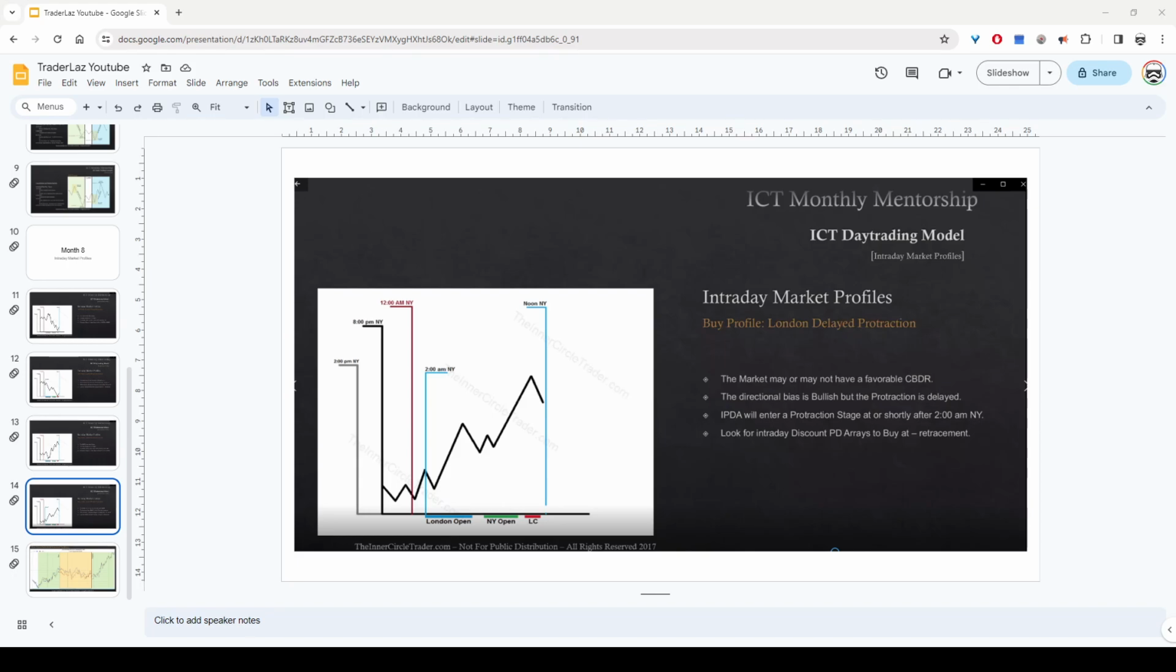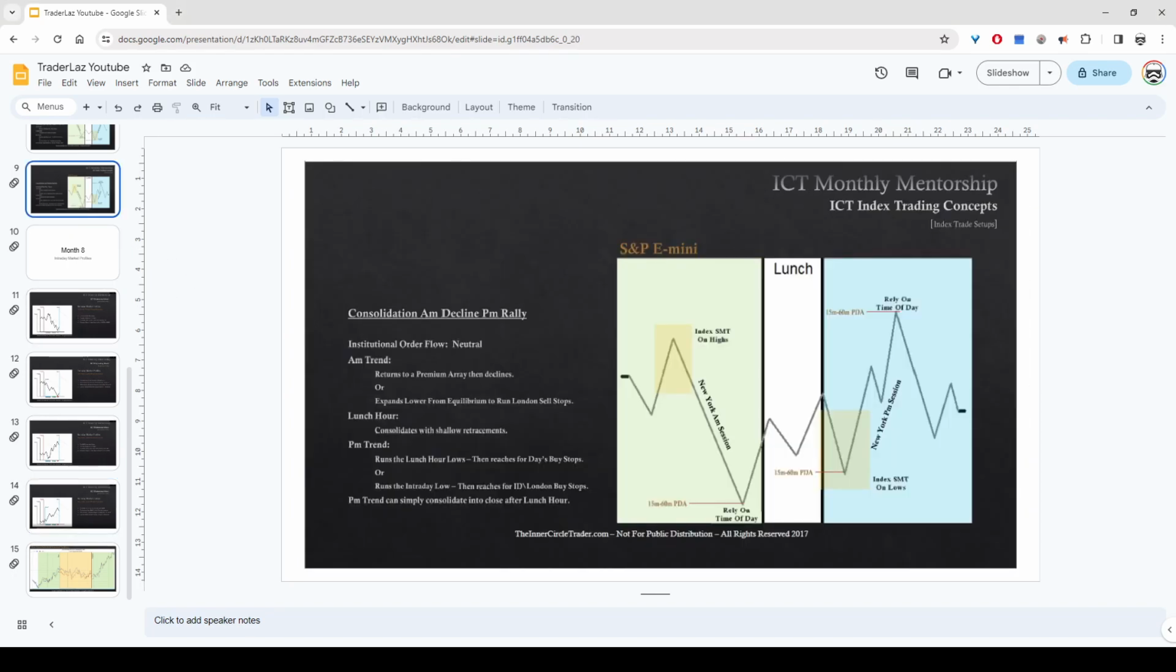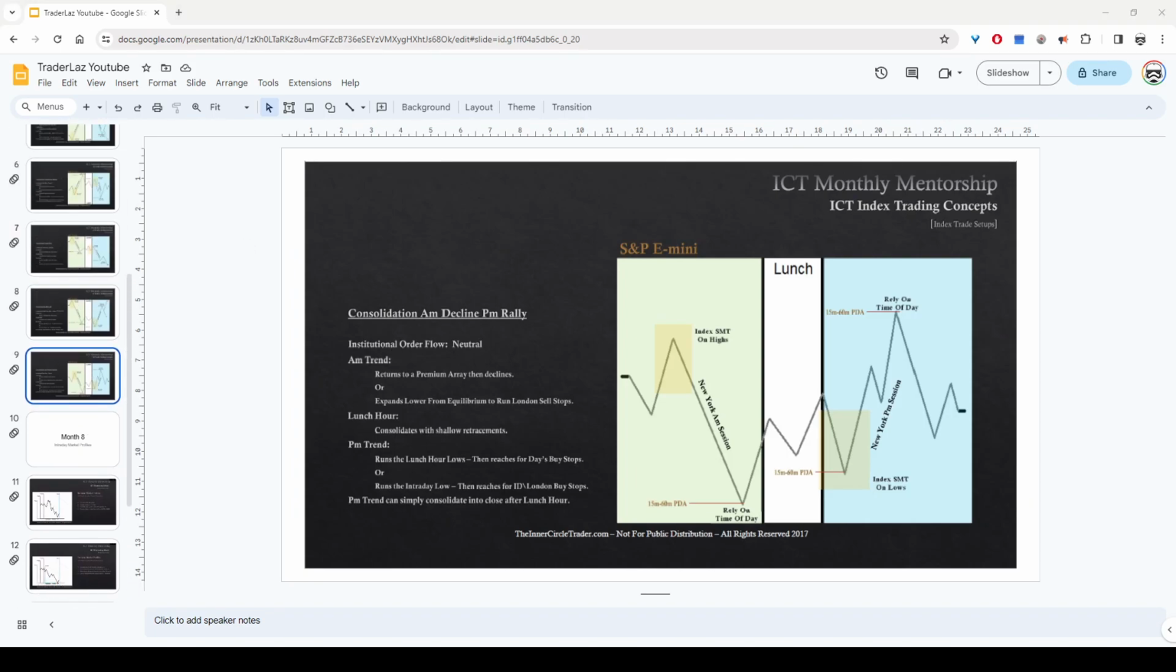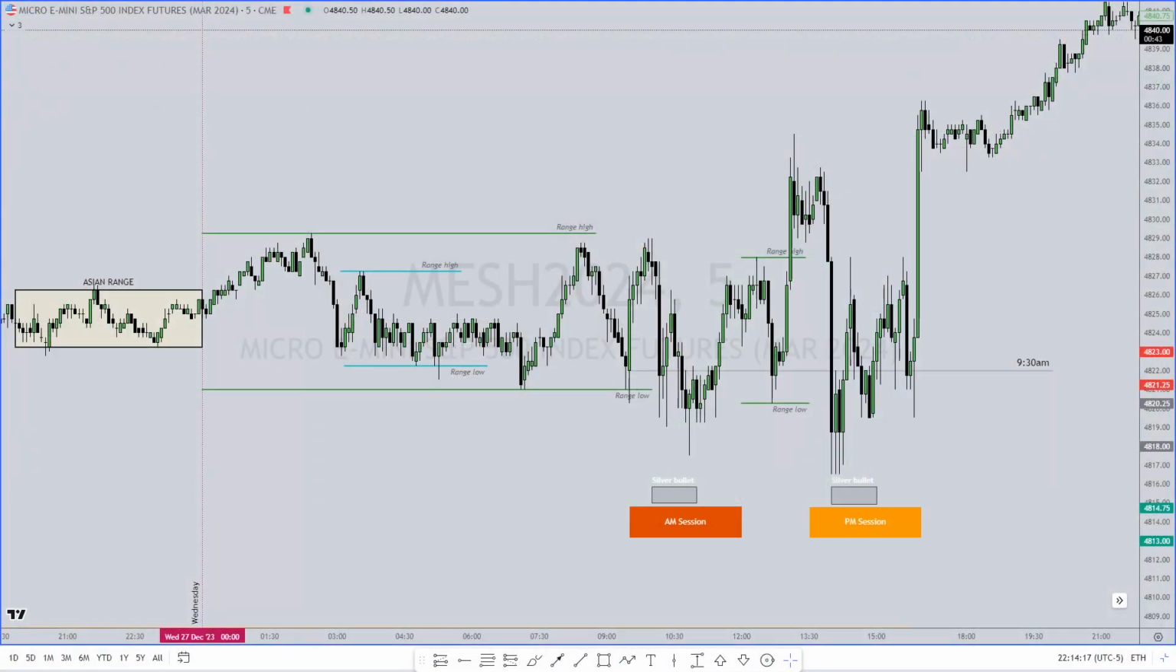So here's that 9:30 open, and anytime you see price continuously gravitating around the 9:30 open, right away you're thinking consolidation profile. So the AM session is a decline, and there's only 2 consolidation profiles. So was I on the wrong thing this whole time? That's annoying.